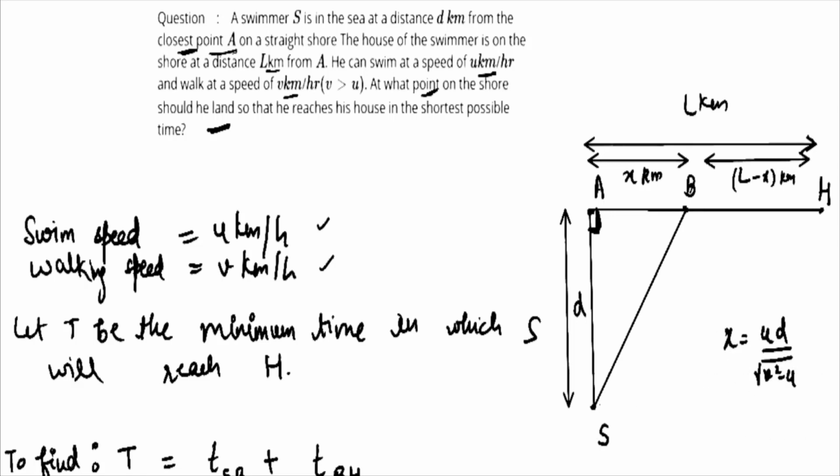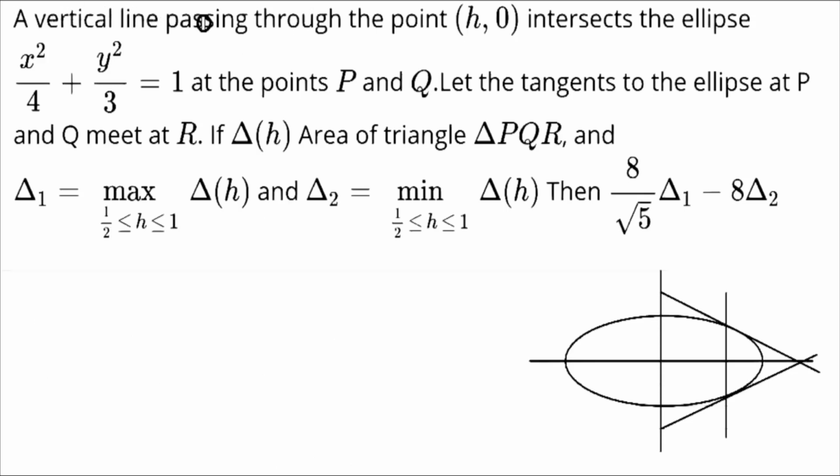Thank you. So today's question is: a vertical line passing through the point h, 0 intersects the ellipse x square upon 4 plus y square upon 3 equals 1 at the points P and Q. Let the tangents to the ellipse at P and Q meet at R. If delta H is the area of triangle PQR and delta 1 is equal to the maximum of delta H, where H varies from half to 1, and delta 2 is equal to the minimum of delta H, where H varies from half to 1, then we have to find the value of 8 upon root 5 into delta 1 minus 8 into delta 2.